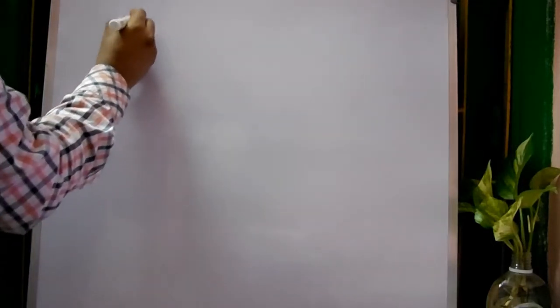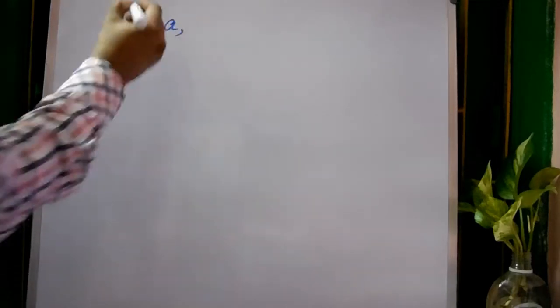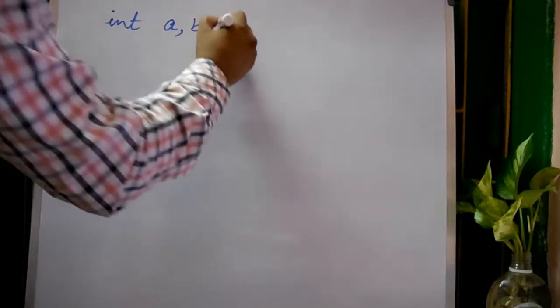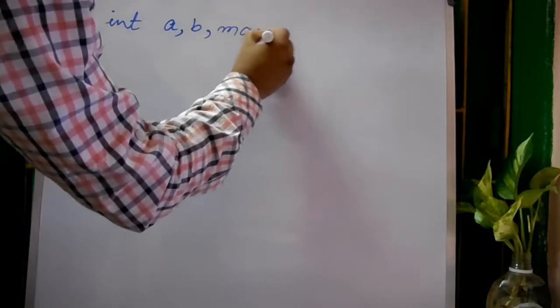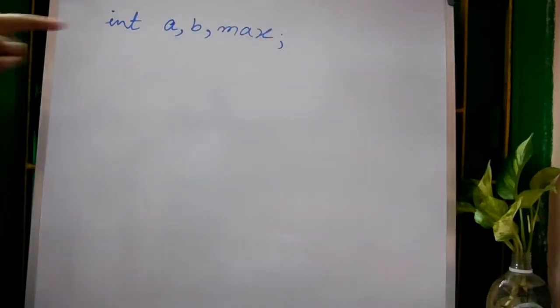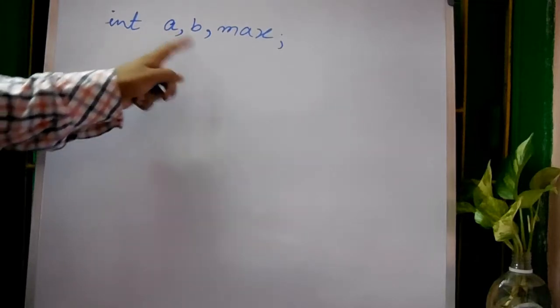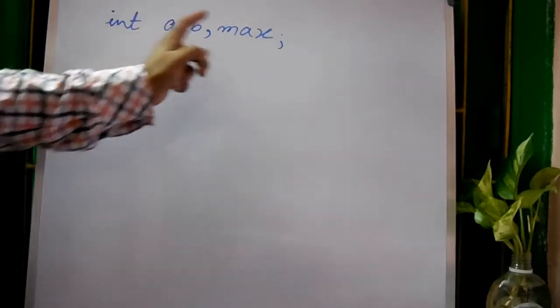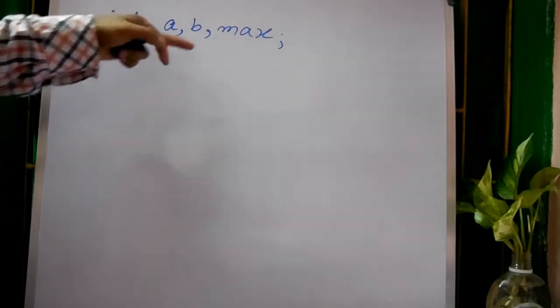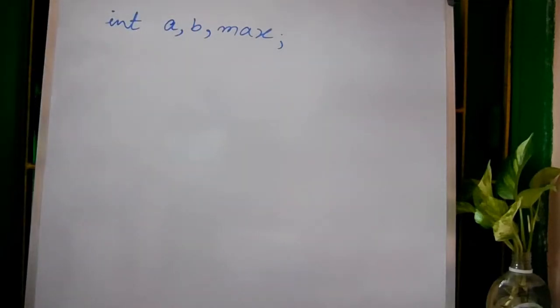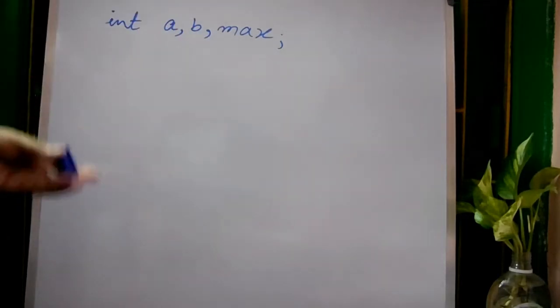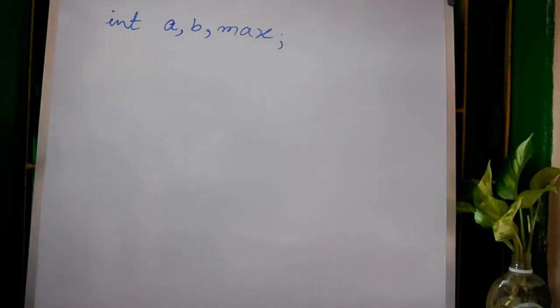So what will be the variables? int a, a will hold the first number; int b, b will hold the second number; and one more variable, max. Max will hold either the value of a or the value of b, whichever is the maximum or greater. That value will be stored into max. How we take input into a and b I am not showing, since you know that we take the input through the main method.